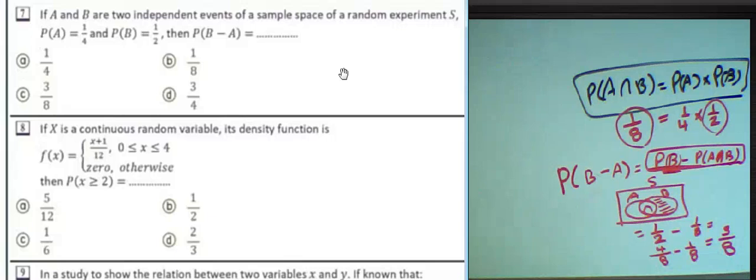Understood? Again, this space here means the intersection between A and B. We want to find probability of B difference A, it means this part. We can get this part by subtracting from the probability of B the probability of A intersection B. Then the result will be 3/8. Choose letter C.